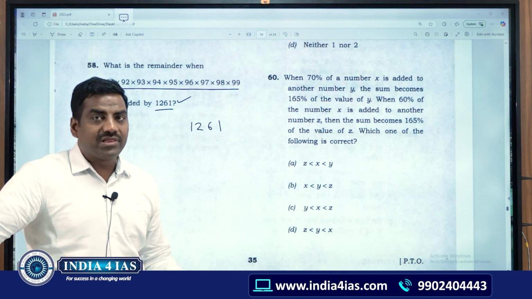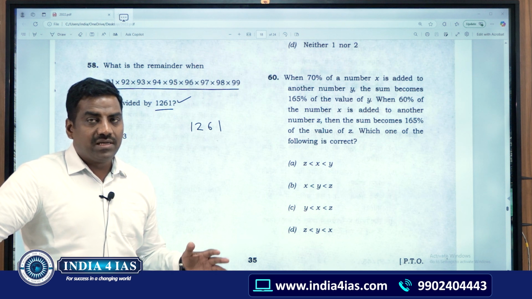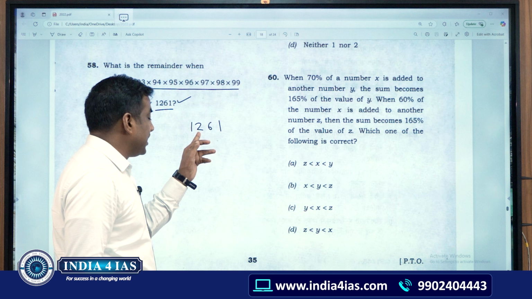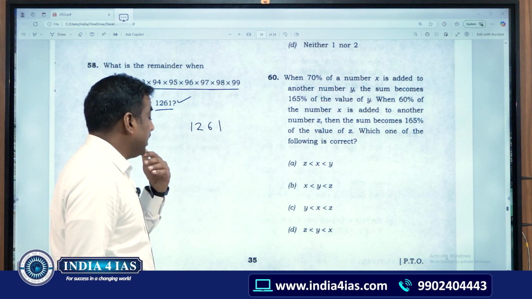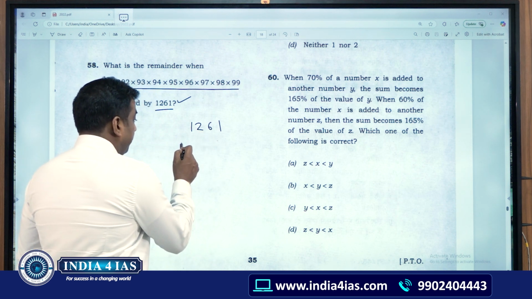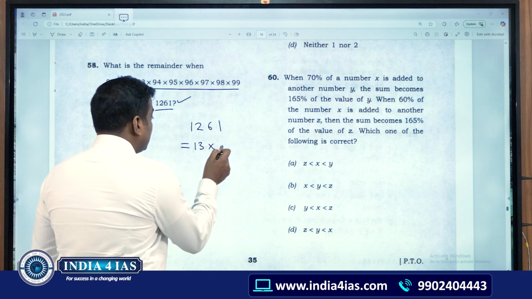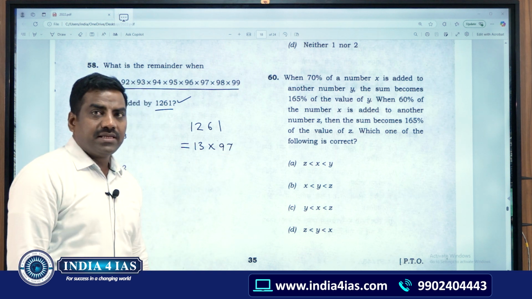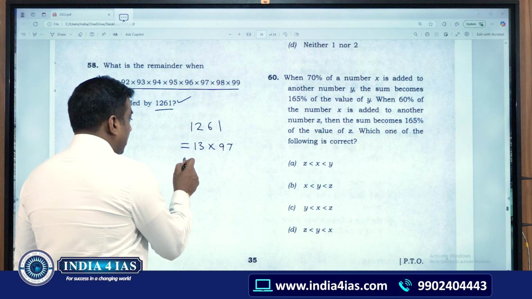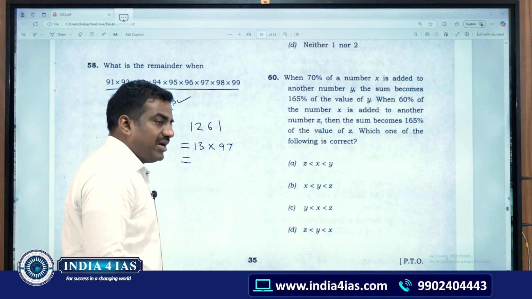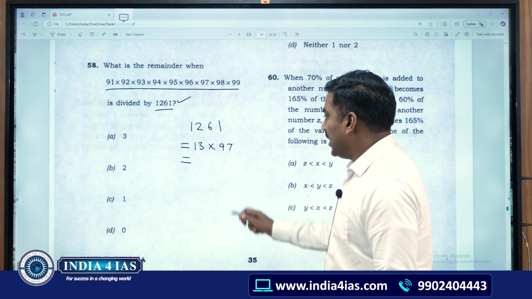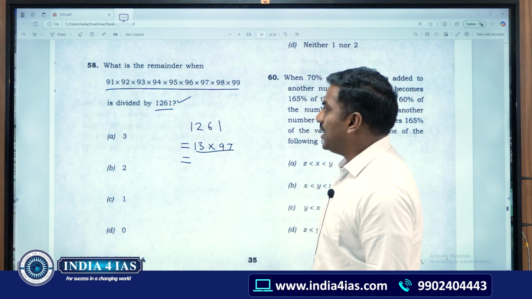So here I tried with 3, 5, 7, not possible. I will go with 11. 11 ones are 11, then 11 twos are 22, it is not possible. Then 13, yeah. 13 ones are 13, 13 nines are 117, then 13 sevens are 91. Now this 97, can we divide this 97? Is it a prime number? Yes, this 97 is a prime number.